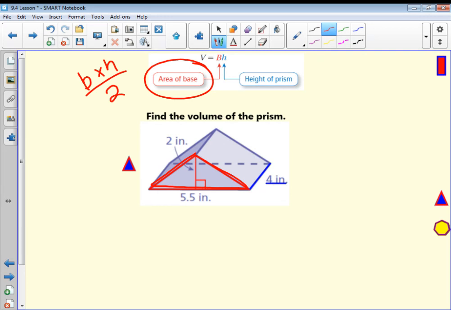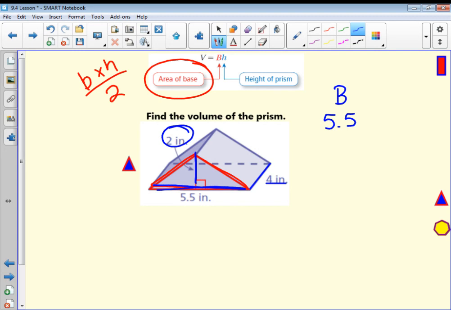Okay, so the dimensions we have, here's our base, which is 5.5 times 2. And then we're going to divide that by 2 because it's a triangle. So in my head, this is what I'm doing. Instead, I'm taking half of one of my dimensions. I'm going to take half of 2, which is 1. And I'm going to take 5.5 times 1, which gives me 5.5 for the area of our base. Now, if you want to check it, you can take 5.5 times 2 and divide it by 2. It's not going to matter.